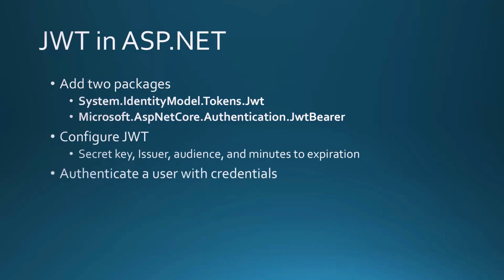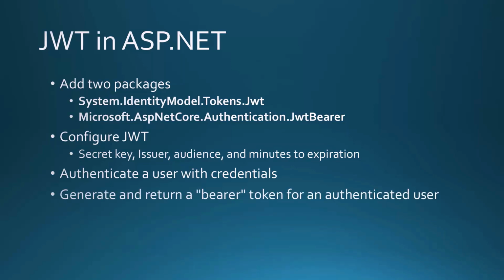We're then going to have some way to authenticate a user. So the user is going to pass in some credentials with a name and a password or something like that. And you're going to have to authenticate that somehow. I'm going to do a very quick and dirty hard-coded sample here in the course. Then you're going to have to generate and return a JWT bearer token for that authenticated user. It's going to be unique for each user, of course.